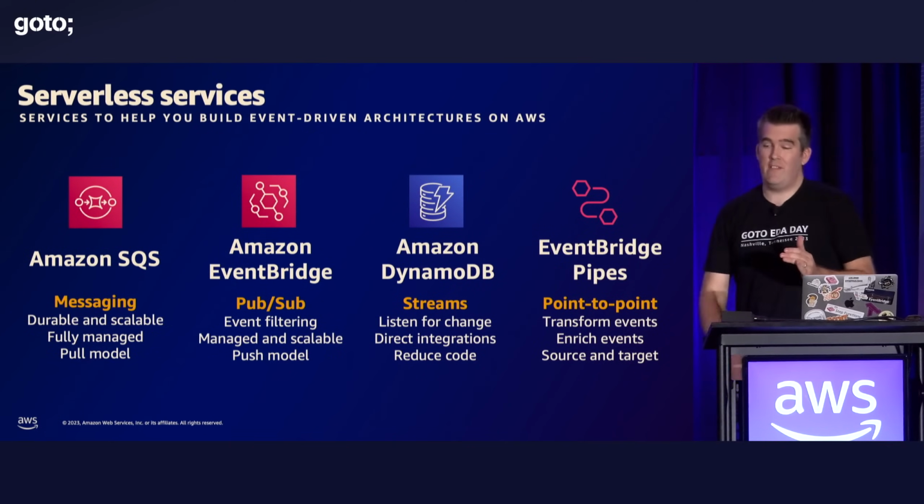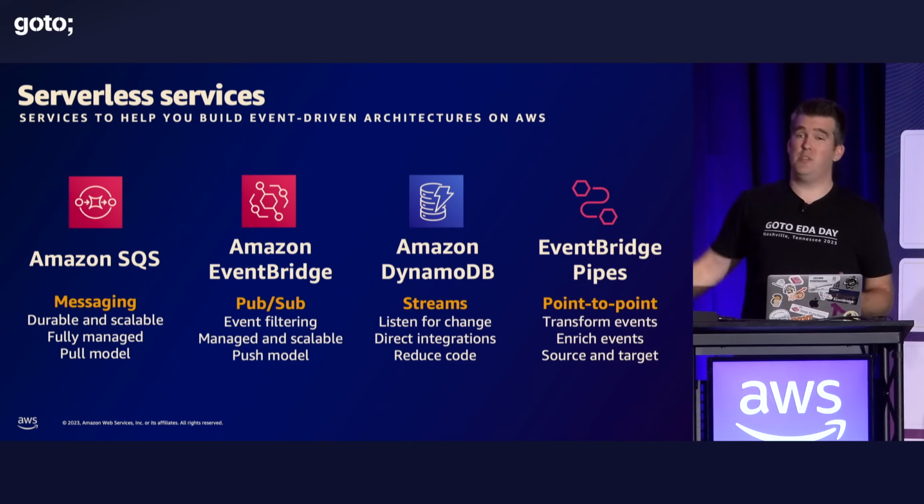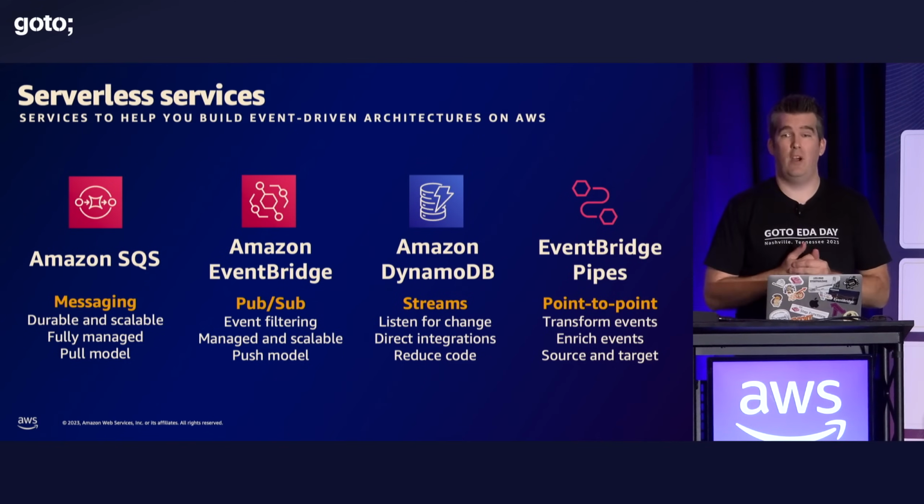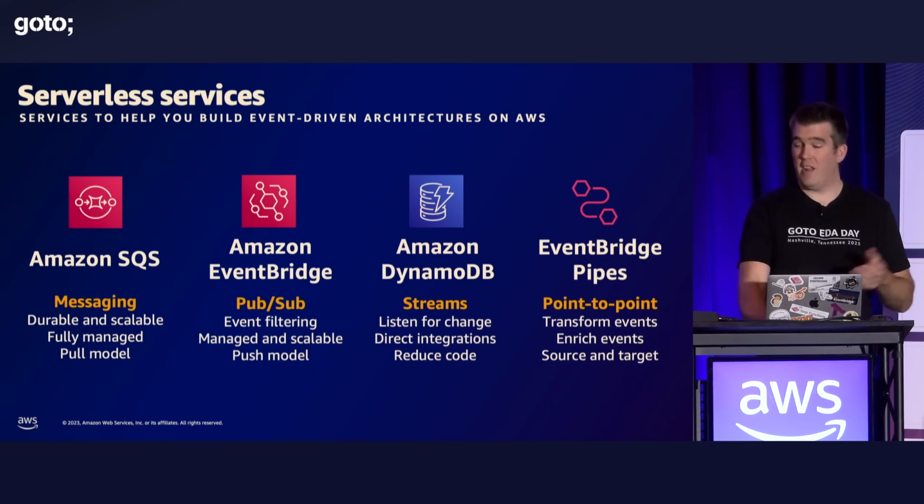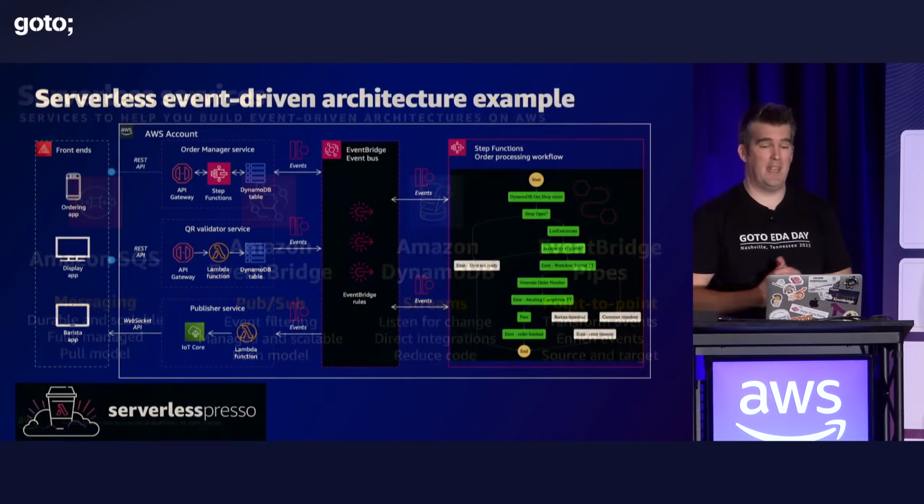We mentioned serverless services, SQS, EventBridge, and DynamoDB. We mentioned EventBridge Pipes as this point-to-point communication, right? Being able to do enrichment and filtering along the way. So if you want to dive deeper, I recommend checking out some of these services that can help.